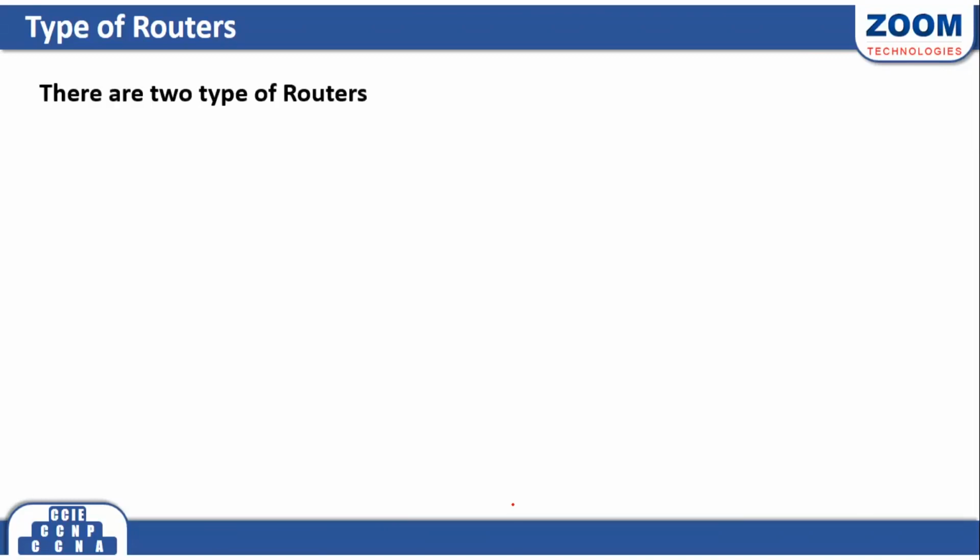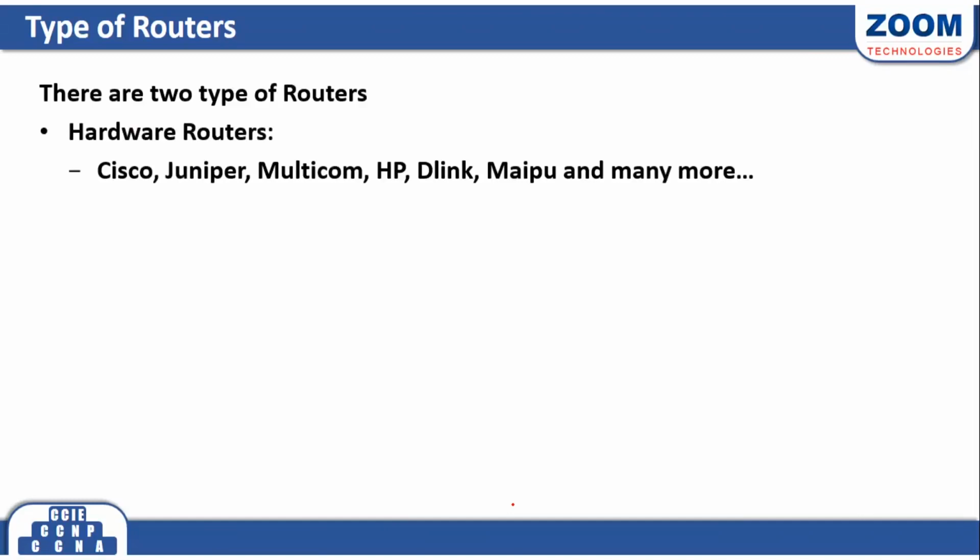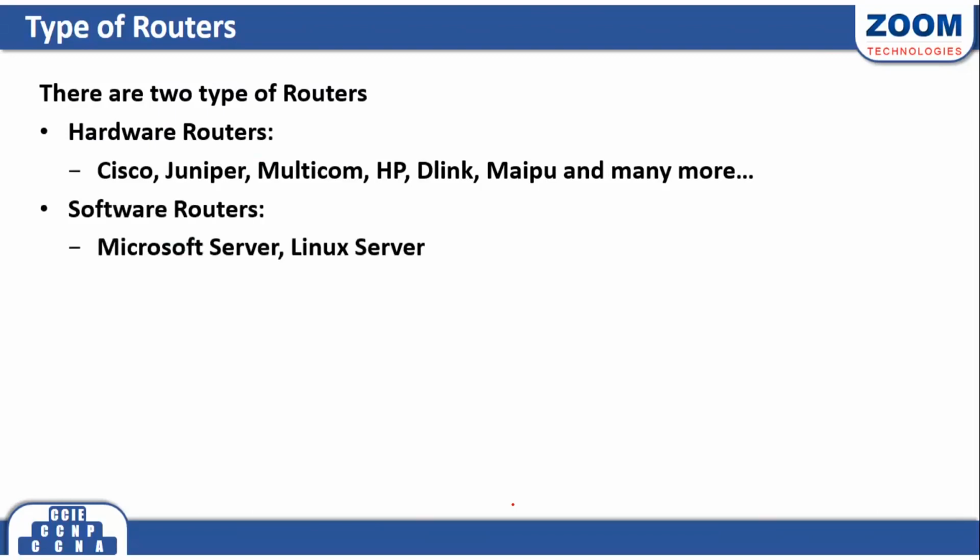There are two types of routers. Hardware devices: Cisco, Juniper, Multicom, HP, D-Link, Maipu, and many more vendors in the market. We are getting training on Cisco devices, Cisco routers and switches. Software routers are Microsoft Server, Linux Server. We don't work with the software routers, guys. We work with hardware routers only.